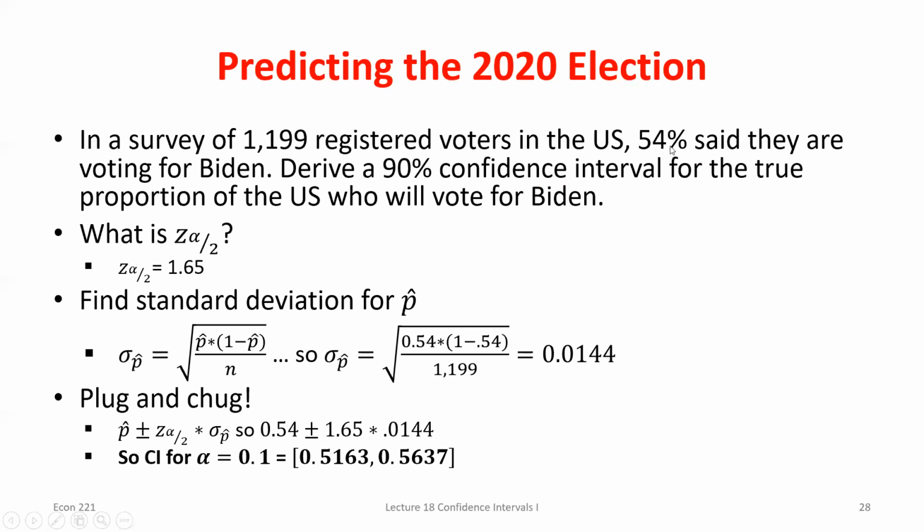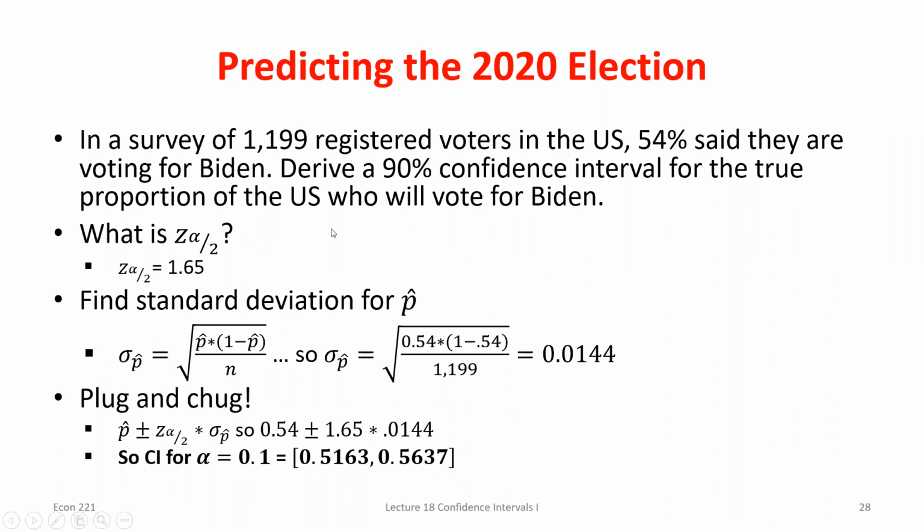We've got our sample proportion, 0.54. We can look up that z-score. That gives us alpha over 2, which, what is alpha here? At the 90% confidence level, alpha is just 0.1. We look up alpha over 2, so 0.05. We'll always find that same z-score of 1.65.